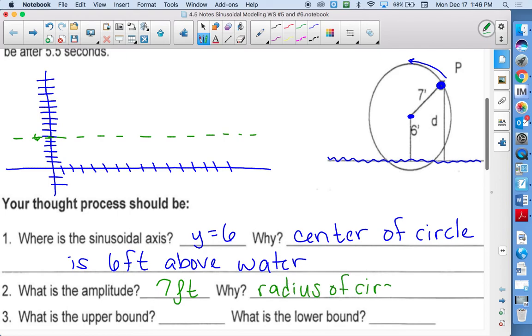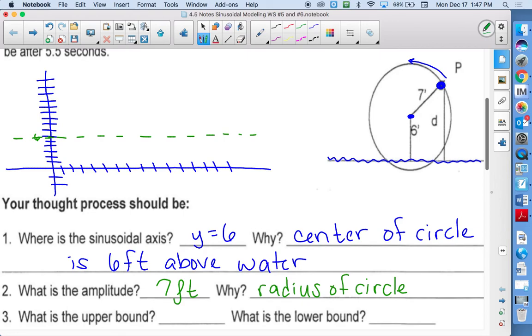So the radius of the circle is going to take you 7 feet above the center. It's also going to take you 7 feet below the center. That's where the bucket is. It's on the edge of it. So then question 3 wants you to think about the upper bound and the lower bound.